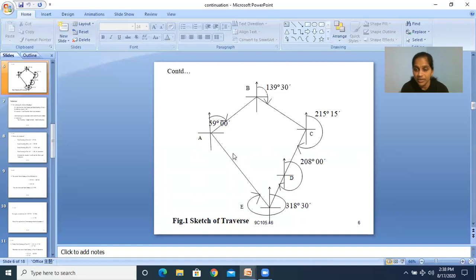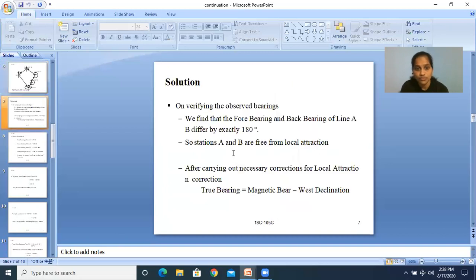Likewise, we have to identify the free stations by using the correct values. We have to calculate the incorrect bearings, and then compare the correct bearings with the observed incorrect bearings, and calculate the errors, the magnitude of errors, and those errors are applied to the next line. Likewise, we have to go through. So on verifying the observed bearings, we find that the forebearing and back bearing of line AB differ by exactly 180 degrees, so that stations A and B are free from local attraction.